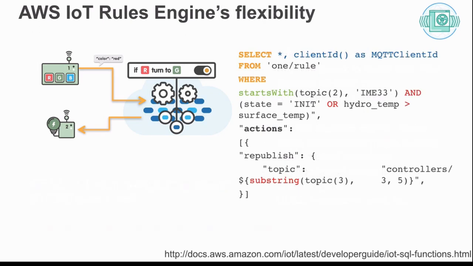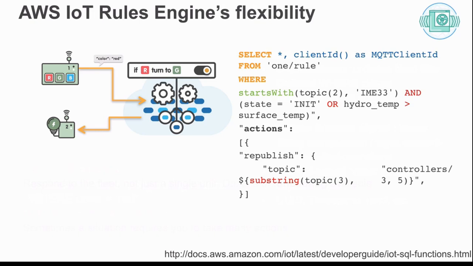So here you can see a more complex statement within the rules engine. And what we're doing here, first line, SELECT *, clientid() as mqtt_client_id. This is an embedded function within the rules engine. So we're going to extract the client ID that has published the message that we've received here, and we're going to embed that within the message that we forward from this rule as an attribute called mqtt_client_id. So that's a built-in function that we're making use of there. Then we're reading from a specific topic, which is one/rule, and we have a WHERE statement here, which starts with topic(2).